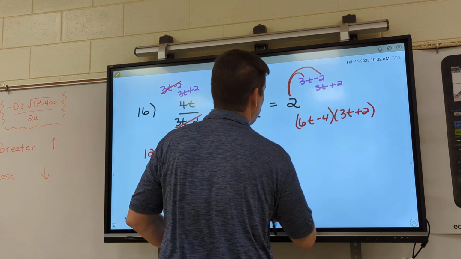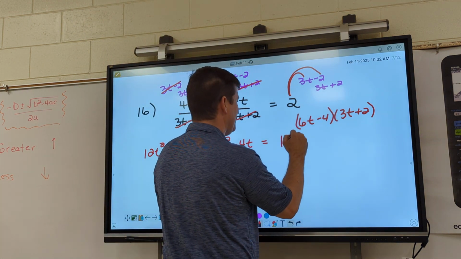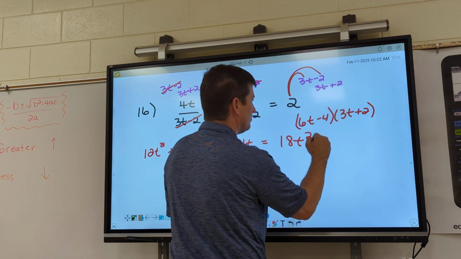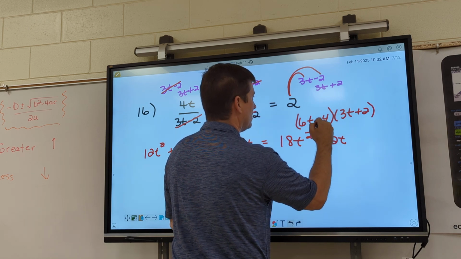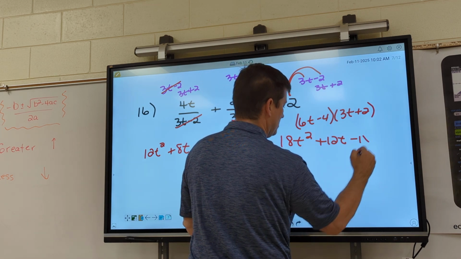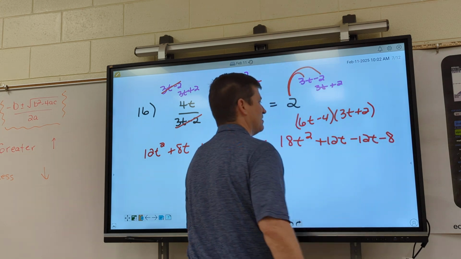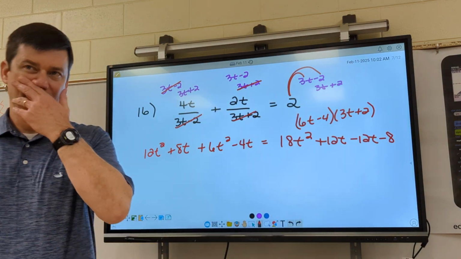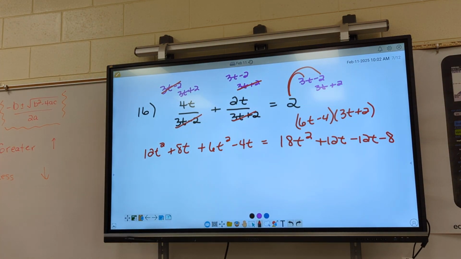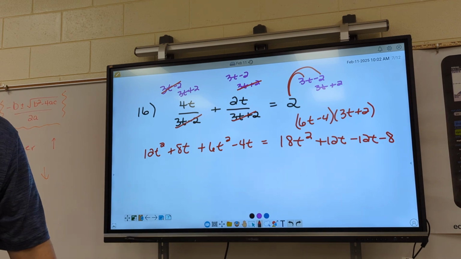All right, so if we FOIL this, I've got 18t squared plus 12t minus 12t minus 8. Any question how we got any of that before we start cleaning it up? It's a mess. So now, Rowan, what we're going to do is combine like terms on the left side and then combine like terms on the right side. Go.